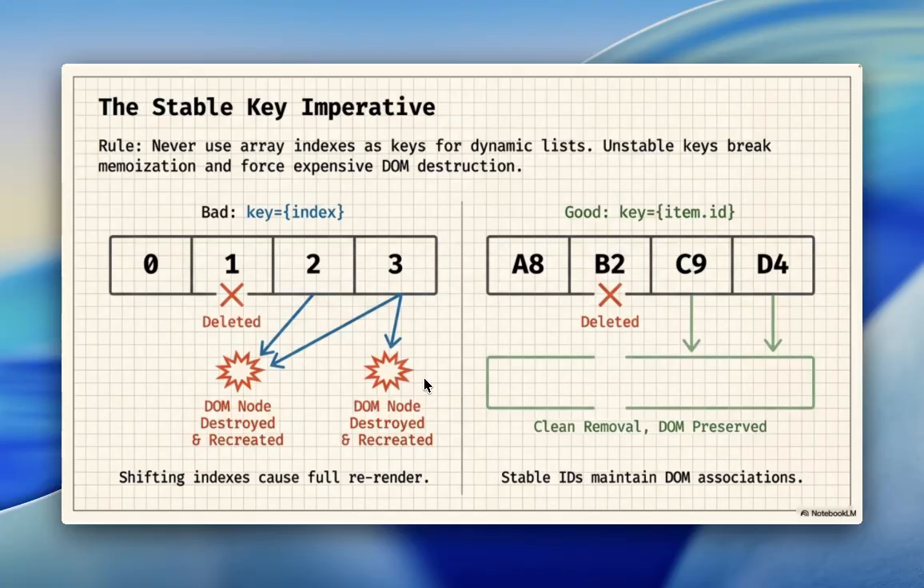The stable key imperative. Rule: never use an array index as a key for a dynamic list. Unstable keys break memoization and force expensive DOM destruction. Bad: key equals index, 0, 1, 2, 3, item deleted. DOM nodes destroyed and recreated, shifting indexes cause full re-rendering. Good: key equals item.id, item deleted, clean removal, DOM preserved. Stable IDs maintain DOM association.